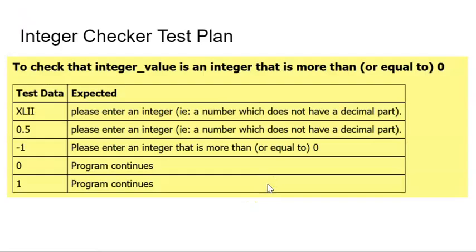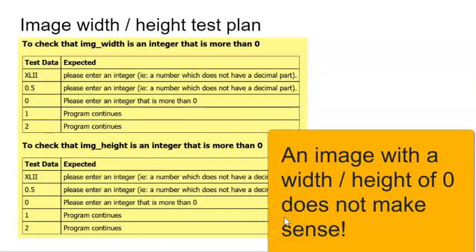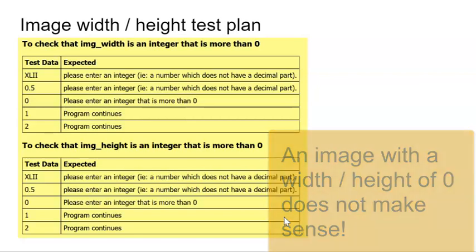If users choose the integer data type, we need to check that they enter something that is either 0 or more. And if they ask for an image, we need to check that both the width and height are integers that are more than 0.